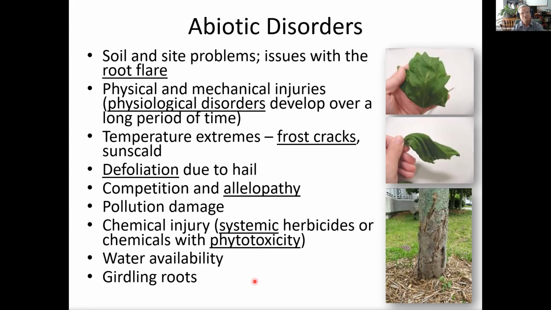This is a big deal now, going into drought conditions. We have a lot of lakes that are going down, a lot of the soil moisture is decreasing. So the plants that can survive there are going to change. They're going to have problems. Another abiotic disorder is called girdling.